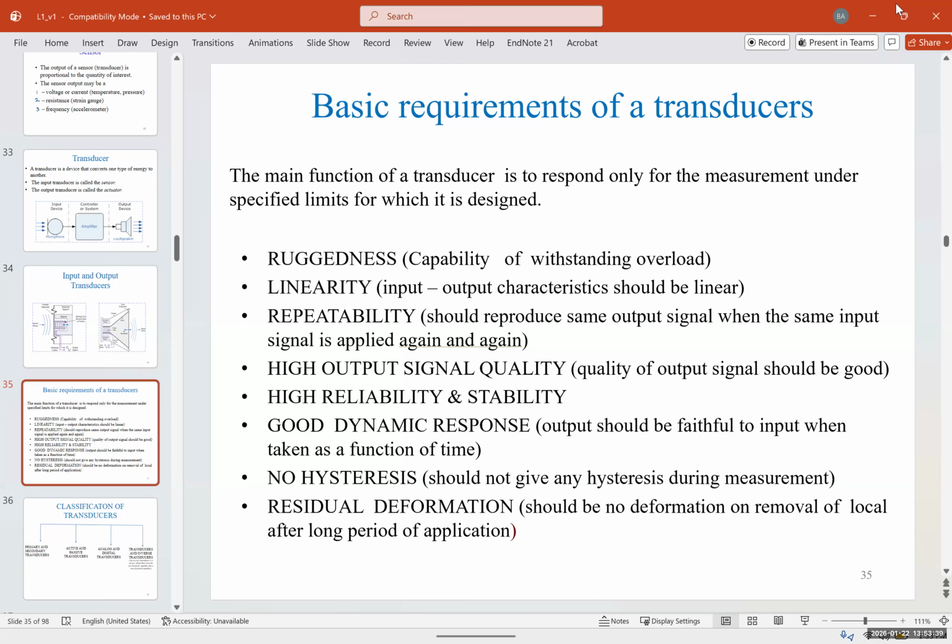Output should be faithful to input when taken as a function of time. And we shouldn't have delays; delays are very, very important as well. And we shouldn't have hysteresis. Technically, hysteresis is a memory, meaning if you put a stress on a sensor, the sensor shouldn't deform, let's say. It shouldn't show a bias value.